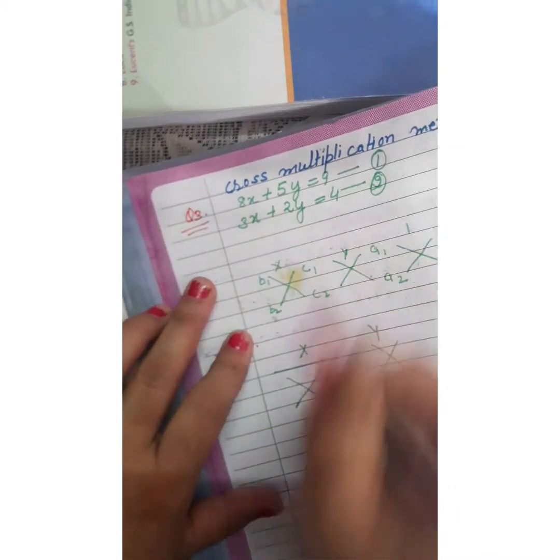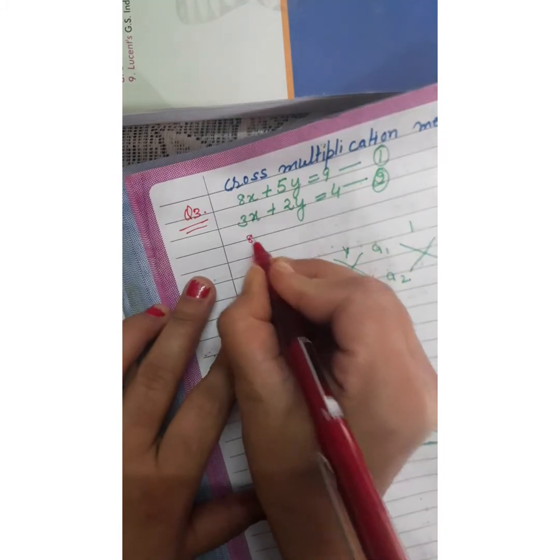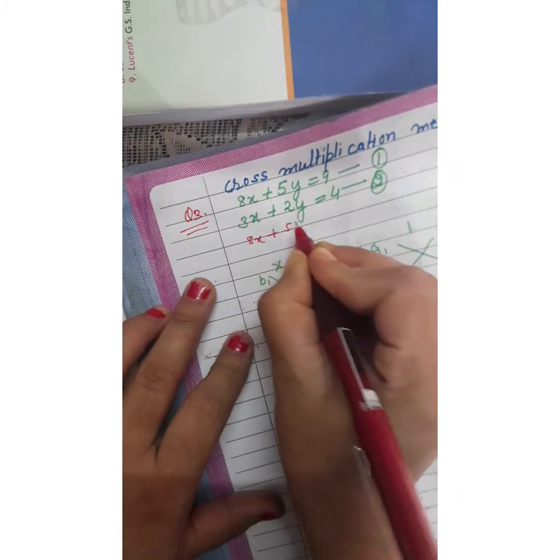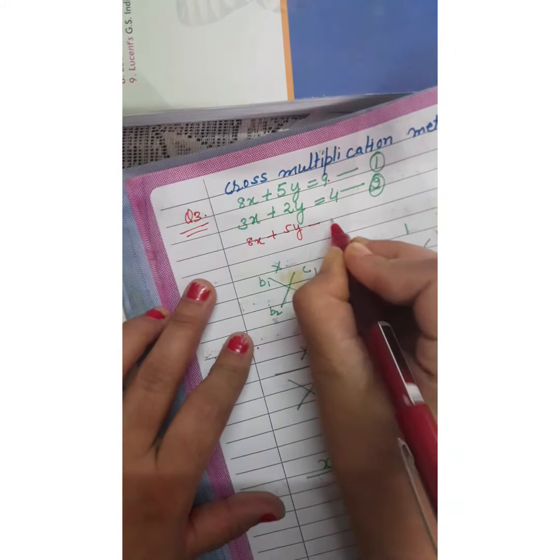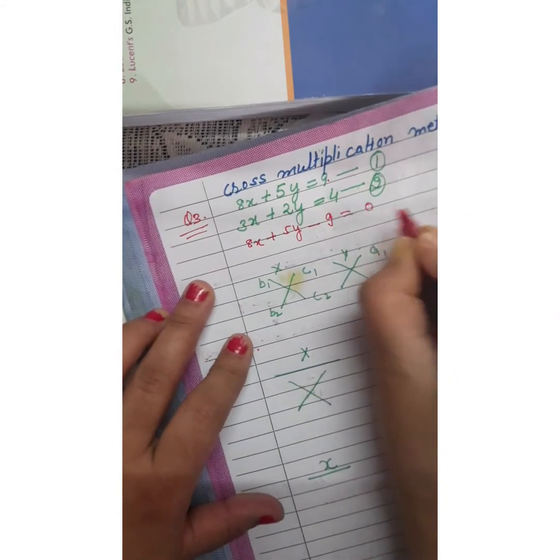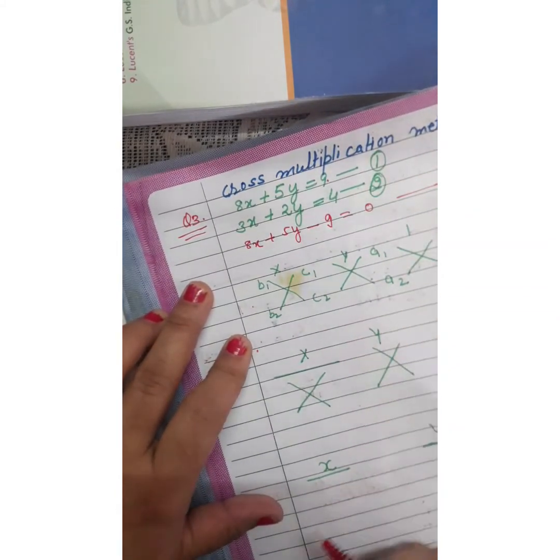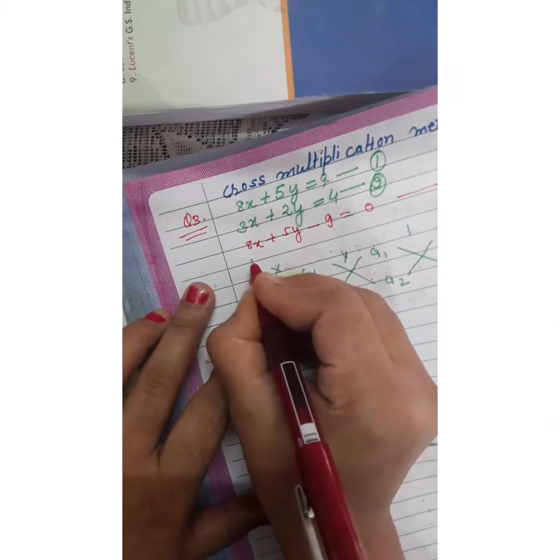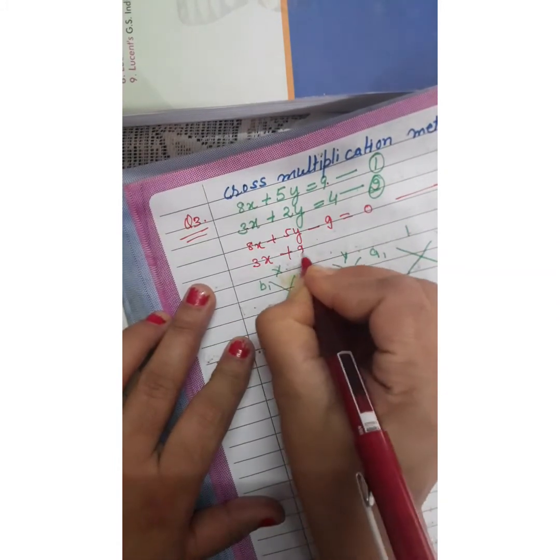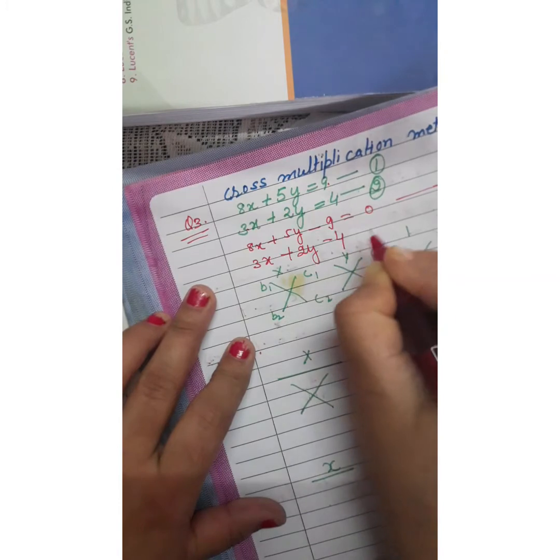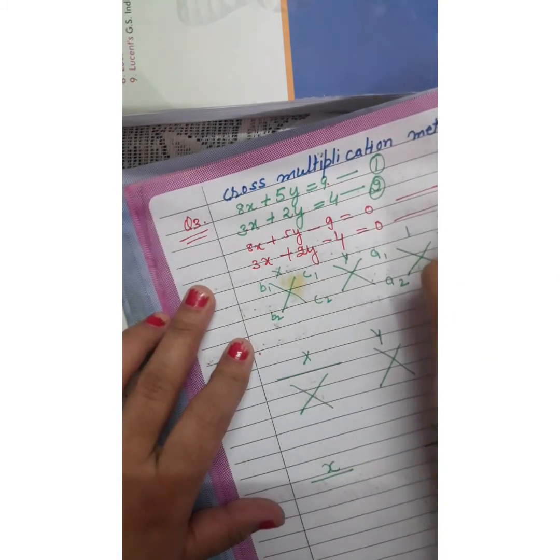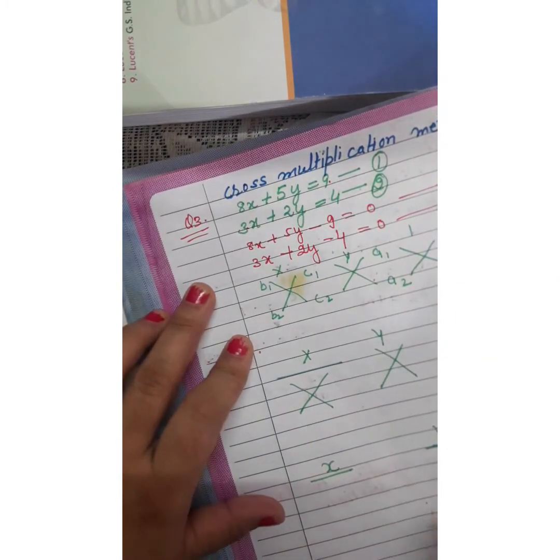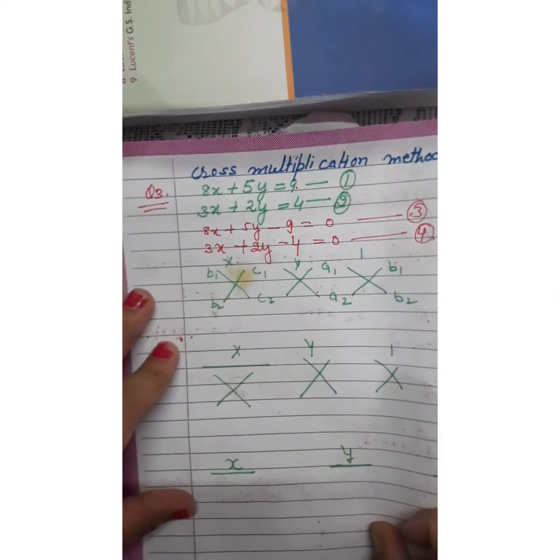First of all you will simplify this equation. 8x plus 5y minus 9 is equal to 0. This is equation number 3, right? And here 3x plus 2y minus 4 is equal to 0 again, and this is equation number 4. I am putting 3 and 4 here.